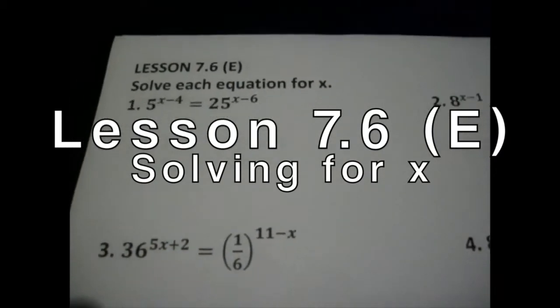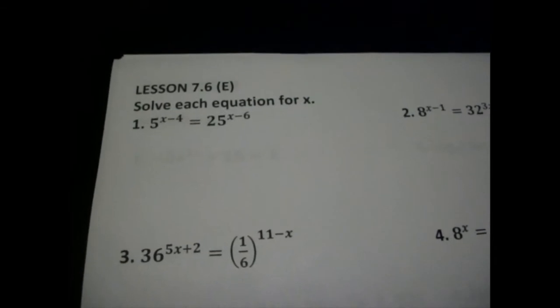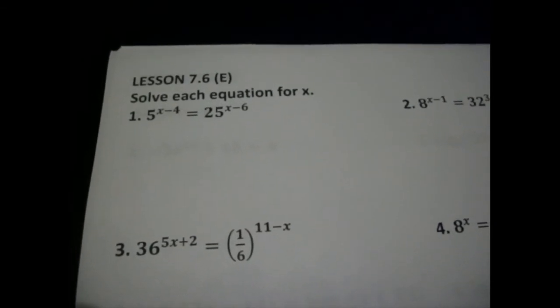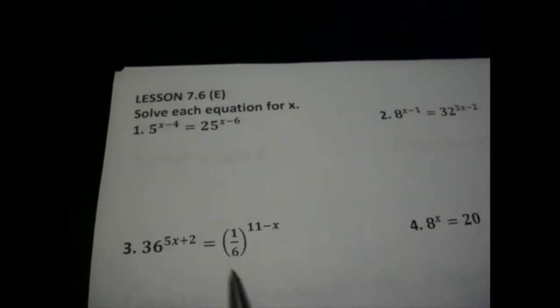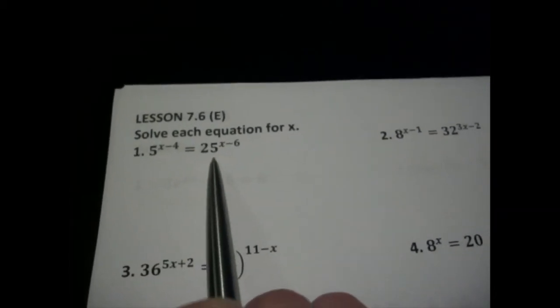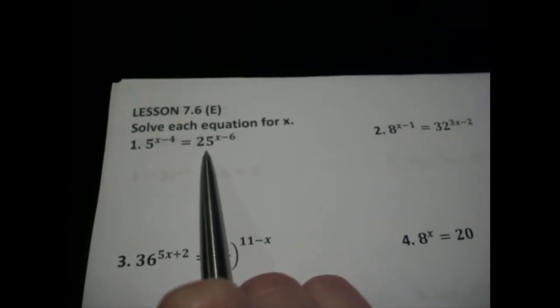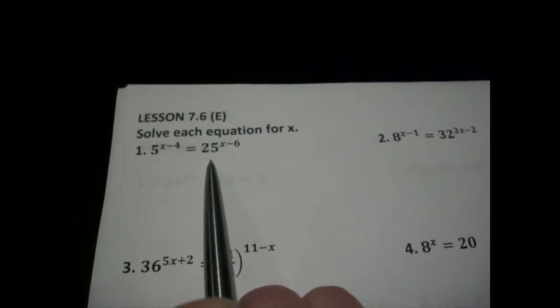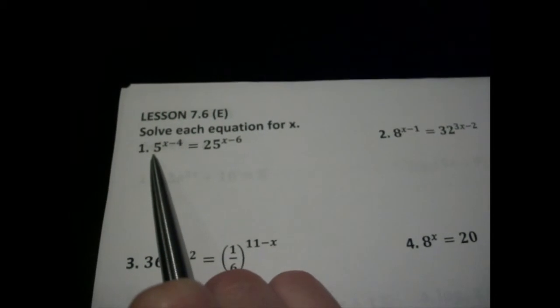Okay, so the first part, 7.6, is all equations. We have to solve each equation for x. All that you need to do for this type of problem is figure out a way to rewrite both sides so they have the same base. So I know that I can write 25 as 5 to the second, so that'll give me a base of 5 here, and this one already has a base of 5.